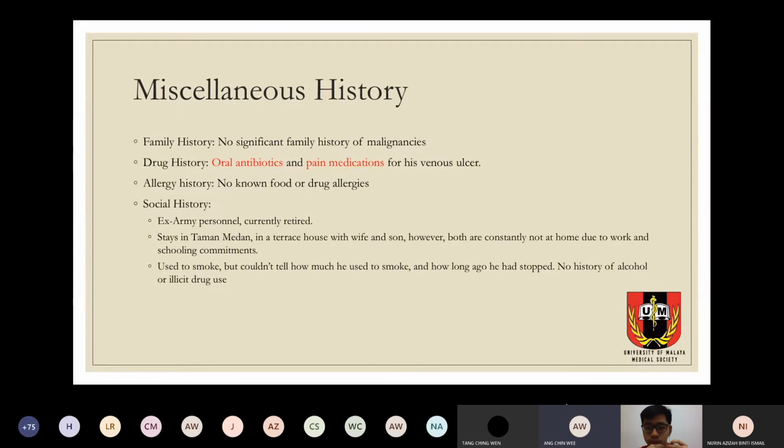Okay, so from that list, start from the top. Where do you think are the important or non-important clues? So the pain medication is one, like we said, NSAIDs, right? What about the oral antibiotics? Not sure. So what do antibiotics do?